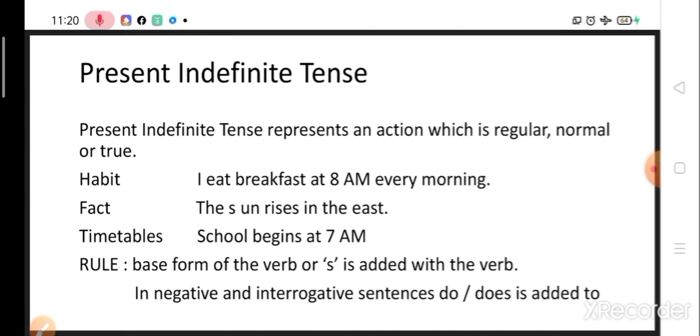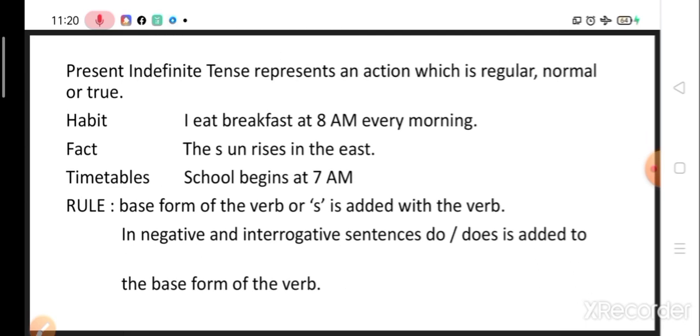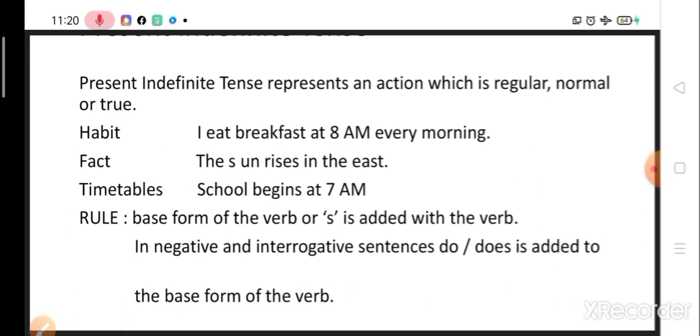present indefinite tense. Now, for representing all these tenses, we have some rules. So let us see the rule for the present indefinite tense. So here we use the base form of the verb, or s is added with the verb generally, but in case of negative and interrogative sentences, do or does is added to the base form of the verb.